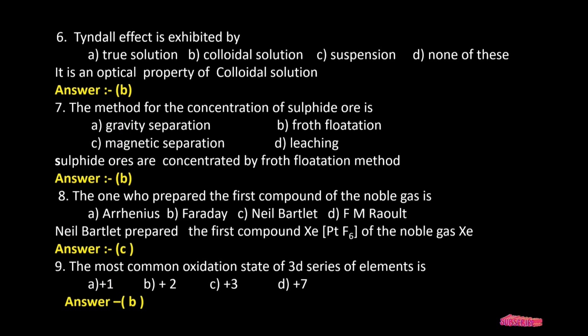So in the 3d series of elements, +1 is exhibited by cuprous ion, that is Cu+1, that is copper. Copper exhibits +1 and +2 both. And +7 is the maximum oxidation state exhibited by manganese. And scandium exhibits +3. And +2 is the most common oxidation state of the 3d series of elements.